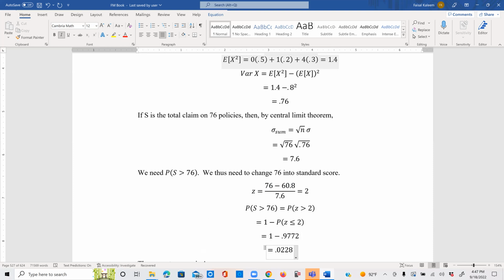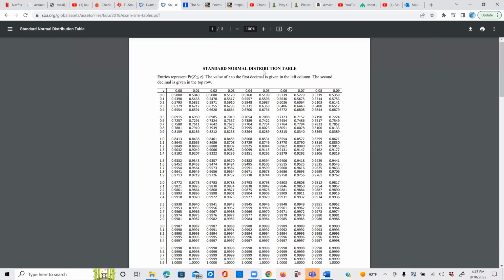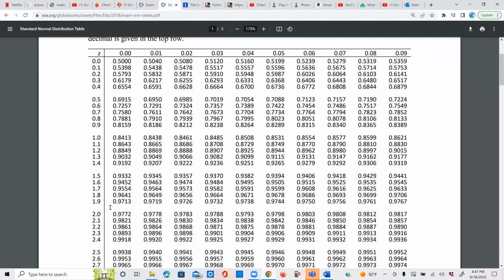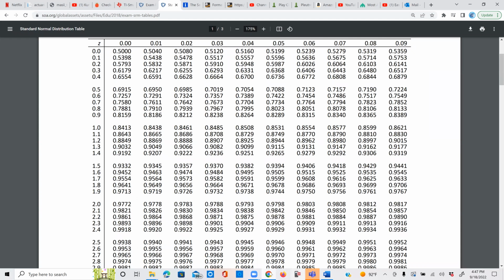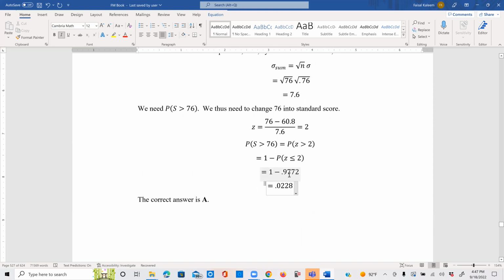And from the table, the cumulative probability of 2 comes out to be 0.9772. Let's magnify this. So for 2, we can see 0.9772. That's the cumulative probability for Z equals 2. And therefore, the result is 1 minus 0.9772, which is 0.0228, and that is choice A.